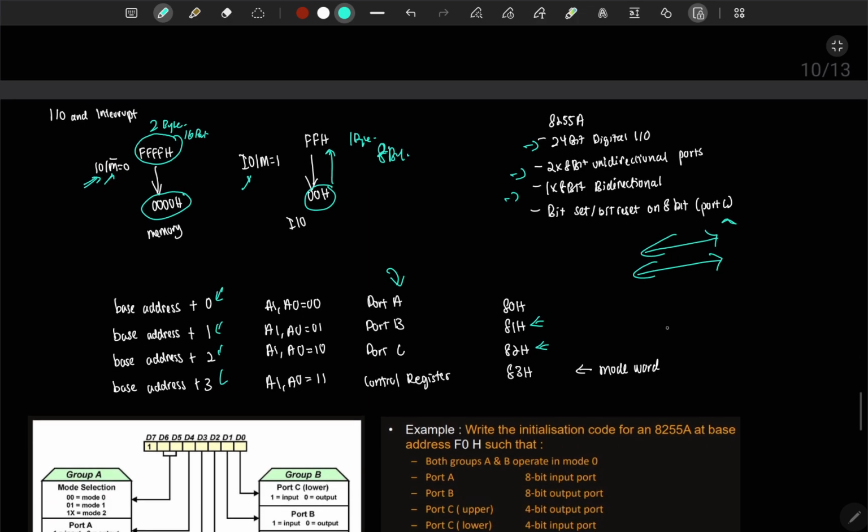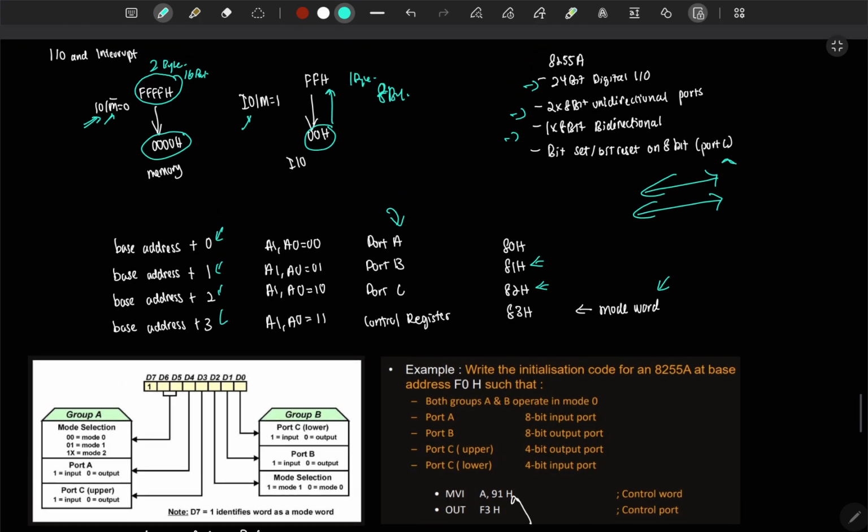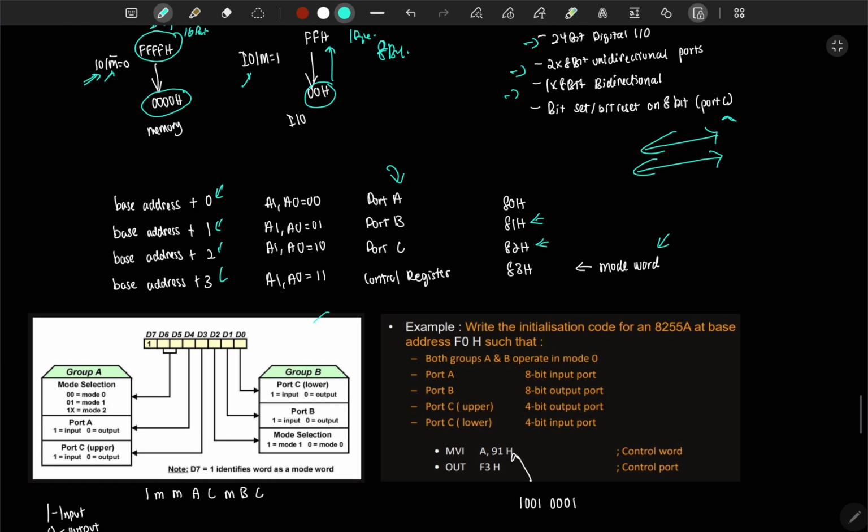Now we use the control register to write the mode word. So what is the mode word? Before we continue to the mode word, this is a diagram that you need to understand. In this diagram we are given group A and group B. So the question could tell us that we need group A in mode 0, group B in mode 1. So this is the mode selection.